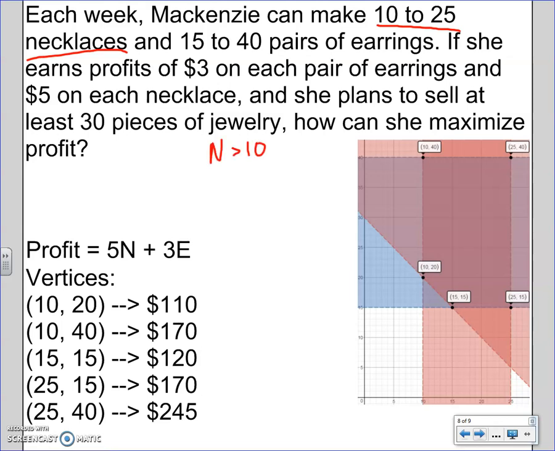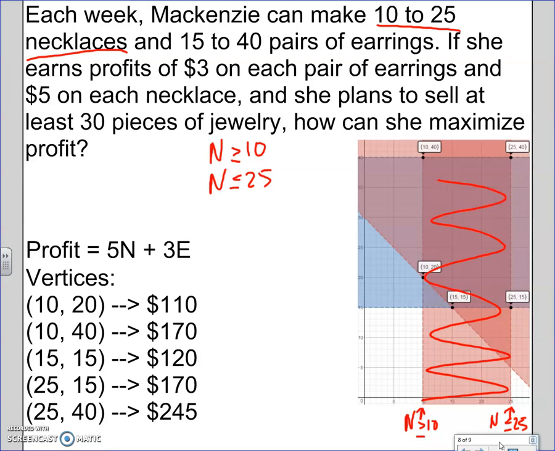So here's the n axis, but here's n greater than or equal to 10. She has to make at least 10, or she can go up to 25, which is over here. It's n less than or equal to 25. But it's between these two, so that's why we have this rectangle right here for now, and I'll erase that later.